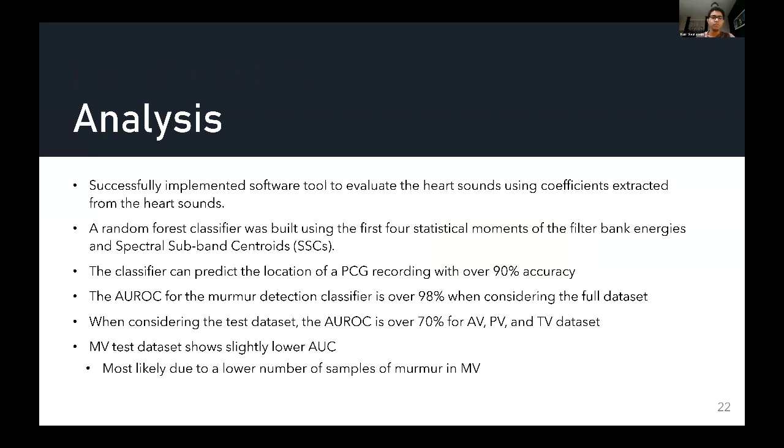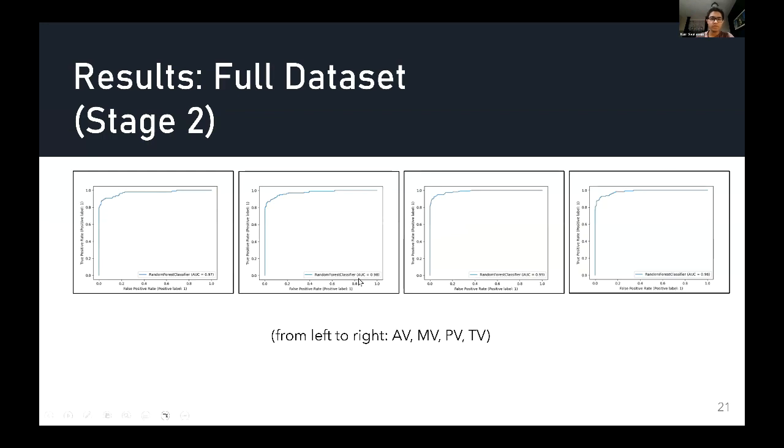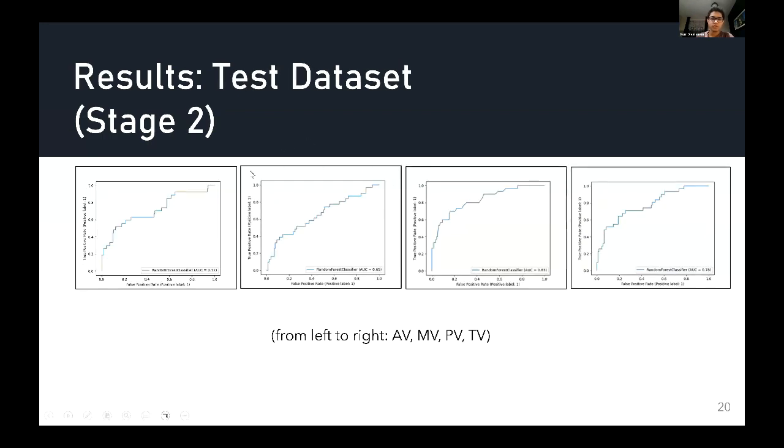We do notice that the mitral valve dataset, which is the second chart shown here from the left, the mitral valve ROC, did have a slightly lower area under the curve compared to the other models. This is likely due to the fact that the entire data set, the CIRCOR DigiScope data set, has a slight bias against the mitral valve cases. There are simply more aortic valve, pulmonary valve, and tricuspid valve cases compared to the mitral valve.